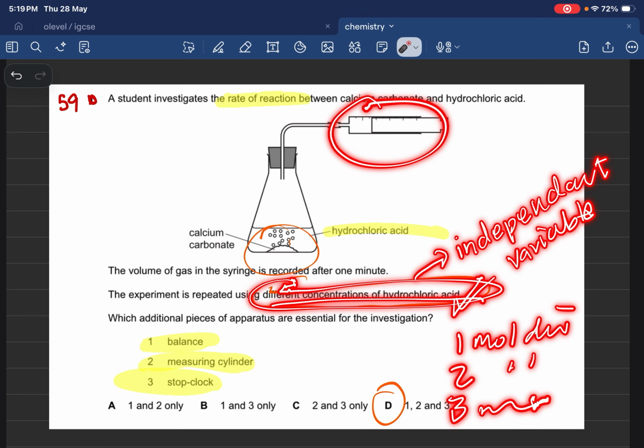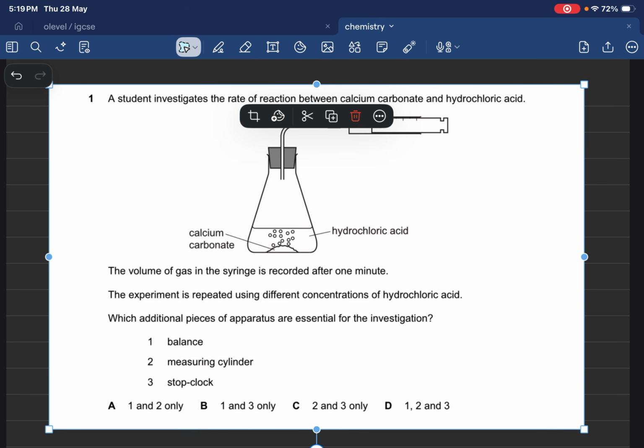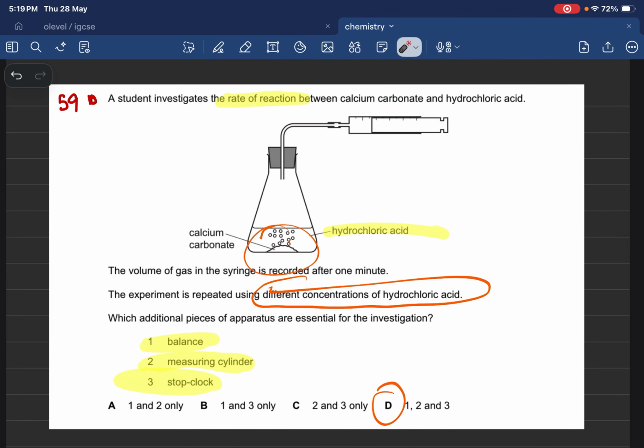In the first experiment, maybe we produce 10 cm cube. In the next, we produce 20 cm cube. Good. Now, the thing is that in an experiment, only the independent variable, that's the concentration, and the dependent variable change. All other things, like the mass of this calcium carbonate, like the volume of the acid, like the temperature, like the pressure, they need to remain constant if we correctly want to measure the effect of the independent variable on the dependent variable.